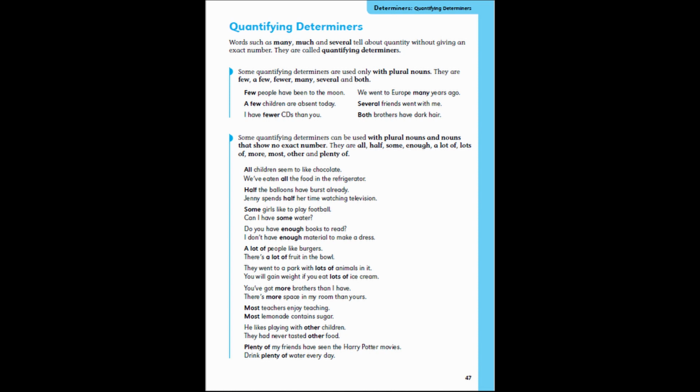So some quantifying determiners are used only with plural nouns. They are few, a few, fewer, many, several, and both. Now, this is something that you guys mess up whenever you're writing, so pay attention to the examples and look at how they're used, right?